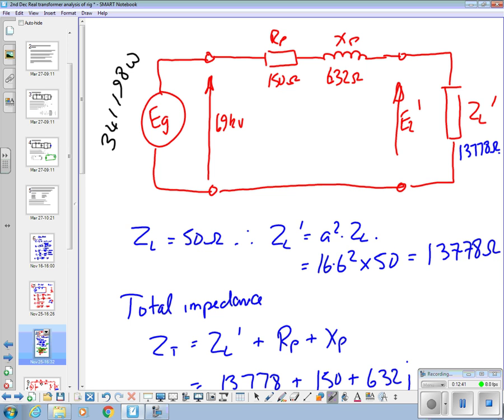What that enables us to do is put those values, 150 ohms and 630 ohms, into our model. This is a model where the impedance applied to the secondary has been transferred across to the primary side, so it becomes ZL dash, and a 50 ohm resistor we multiply by A squared, get 13,778 ohms, and that's what I've added on the circuit there.